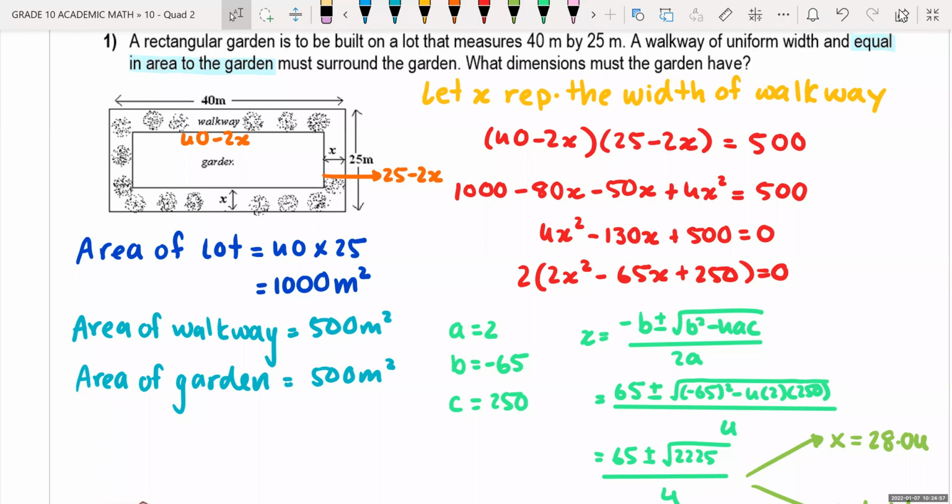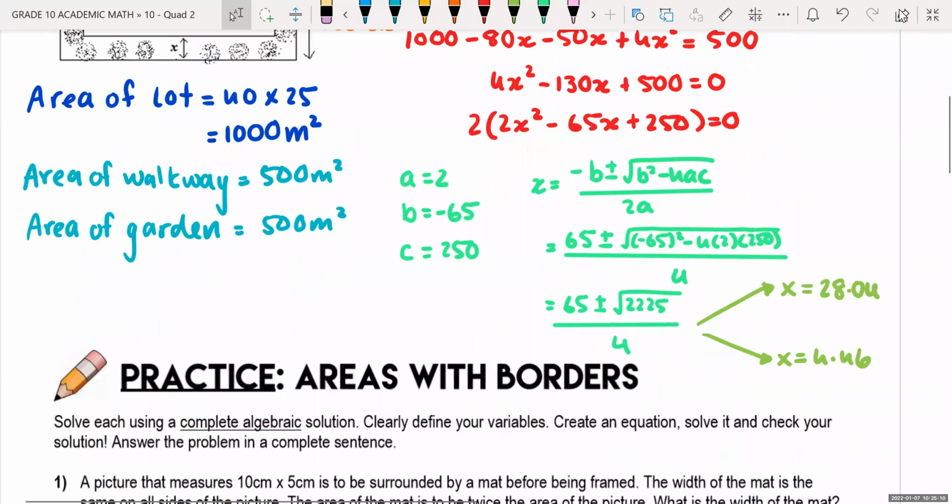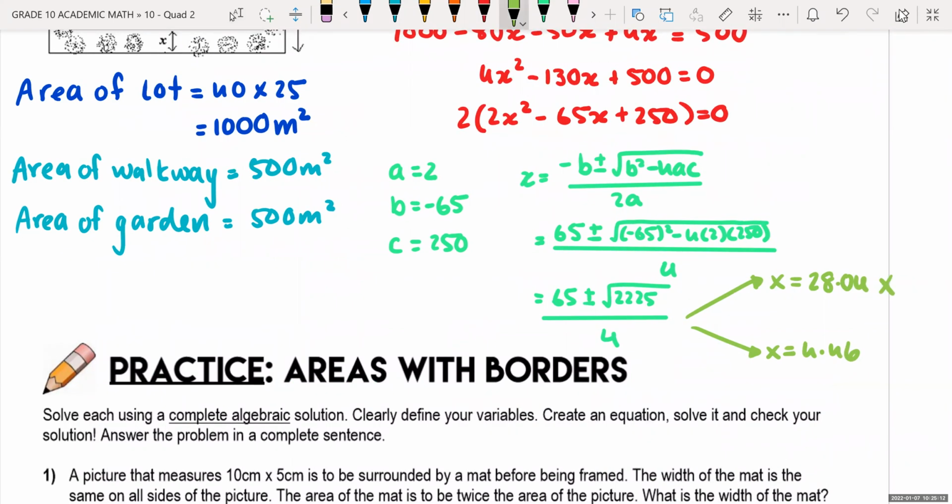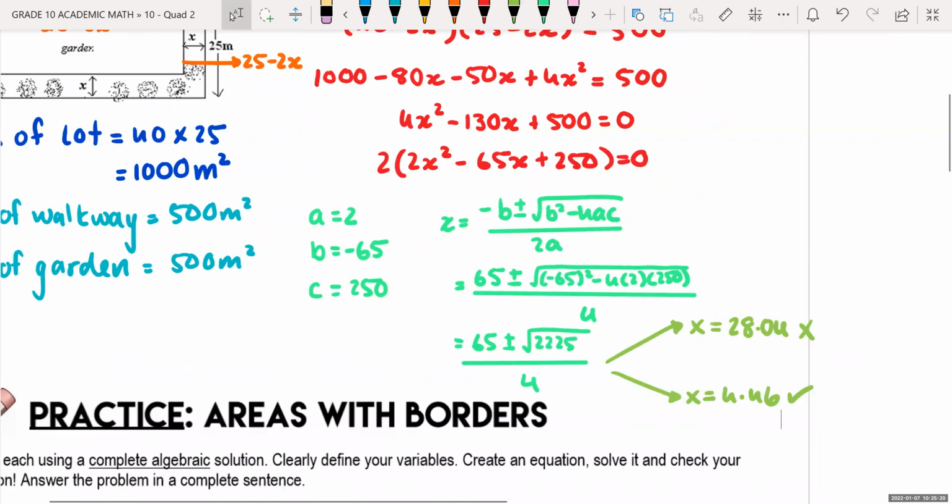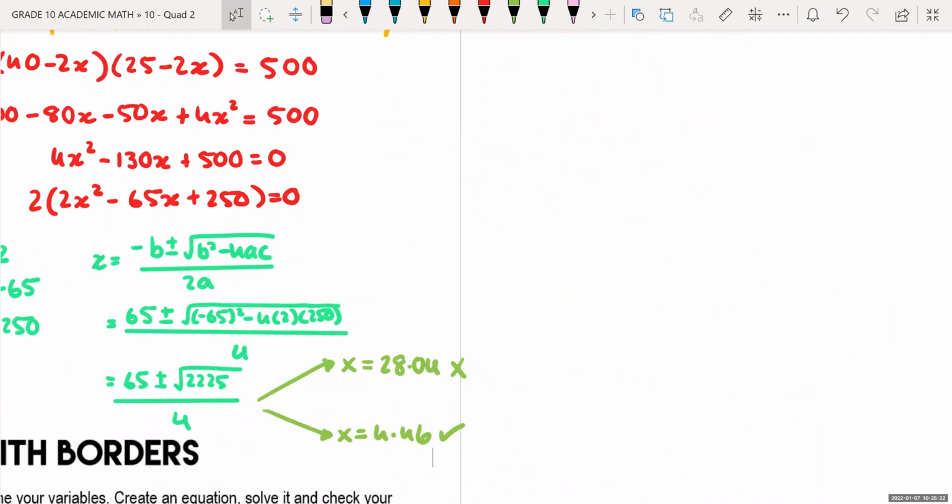That means that walkway is bigger than the entire lot that they've given us. Again, is it possible for this walkway and this walkway to be 28 and 28 when the whole entire width is 25? It's not possible. So just using logic alone, we can discard 28 as our answer. It's not going to work. We think our answer should be 4.46, but we need to do a check to make sure that it actually is. Okay, so how am I going to do my check? It's going to look like this.